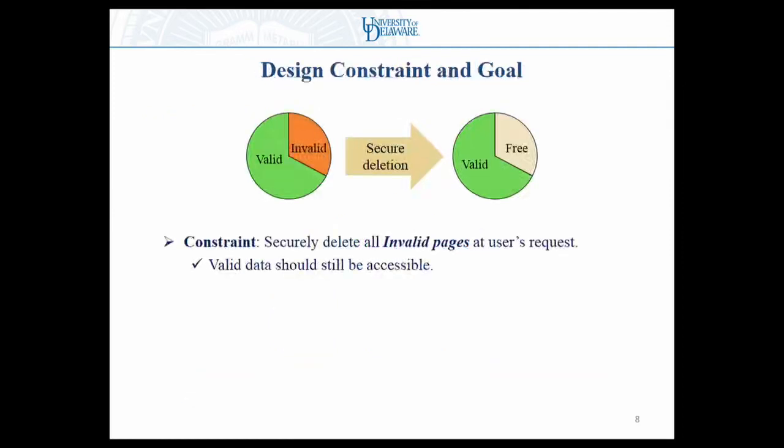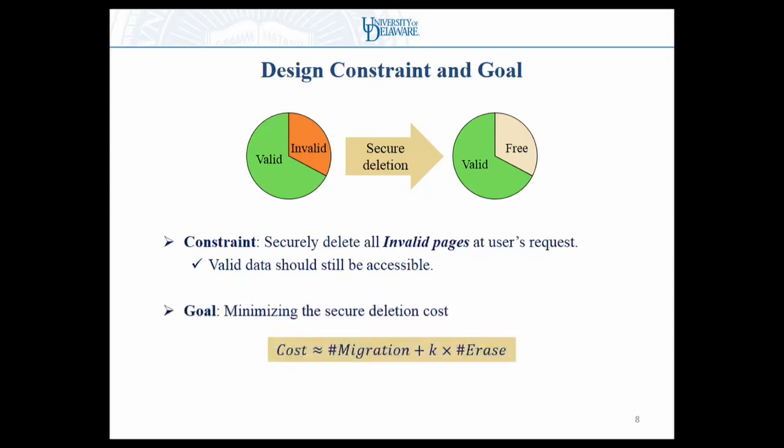So our goal here is to securely delete all the invalid pages at user request, not whenever the disk wants it. And then we want to make sure that valid data is still accessible to the user. The actual goal is to minimize the cost of this operation. Remember in the previous slide, when we do garbage collection, we have to move all the valid data, which means migration of the valid data across the disk, and then we have to erase the block. Here we have a k in our integer, which shows that erase is much more costly than migration.